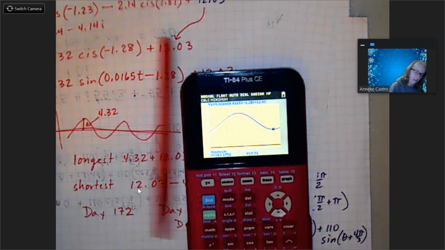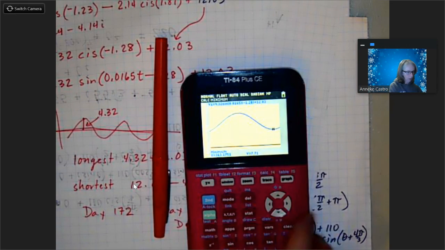And oh my gosh, that's it. Finally, the end of page 366. I feel like I've been working on this for hours.